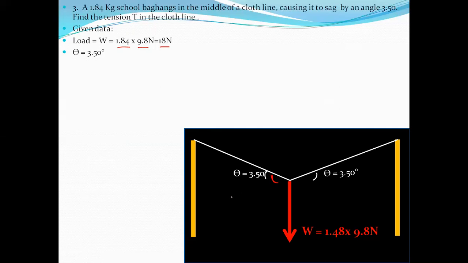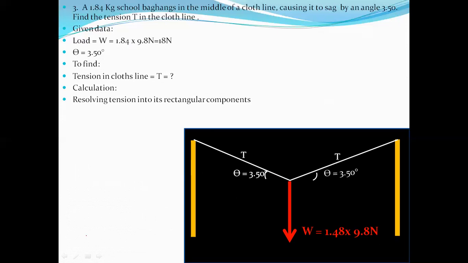Now we have a situation in which we have the angle, and we have to calculate the horizontal and the vertical components of this tension. So first of all, we have to understand what we have to find out. We have to find the tension in the wire, T, which is represented by T on both sides of the wire. Calculation: resolve the tension into rectangular components.